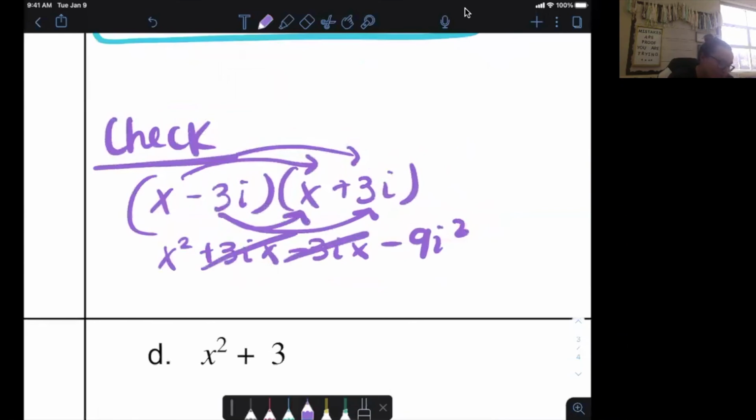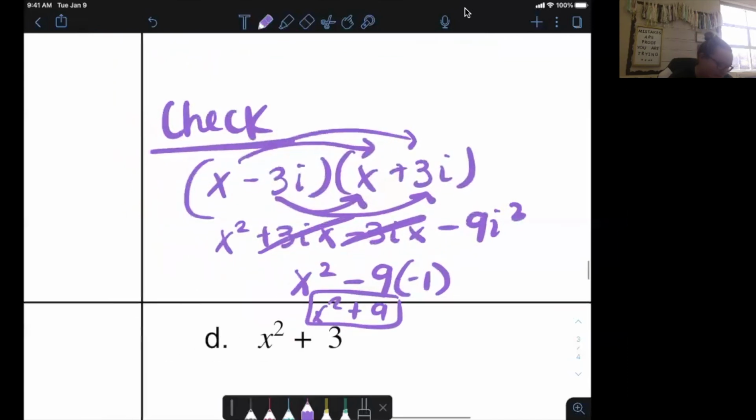I realize my middle terms cancel, and then x squared minus 9i squared. i squared can be replaced with negative 1. I put it in parentheses and multiply it by the negative 9, and I get x squared plus 9. So it worked. Go us.